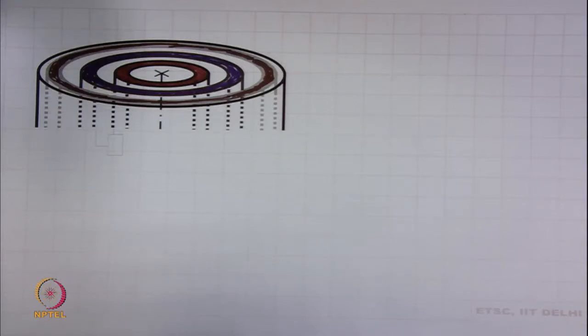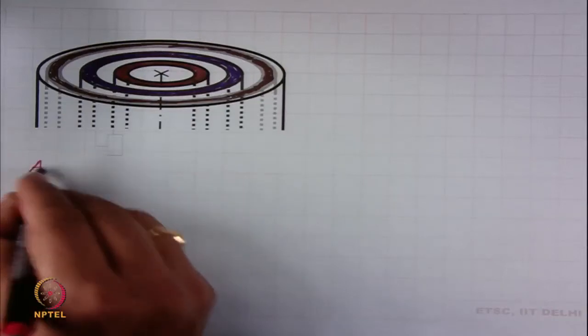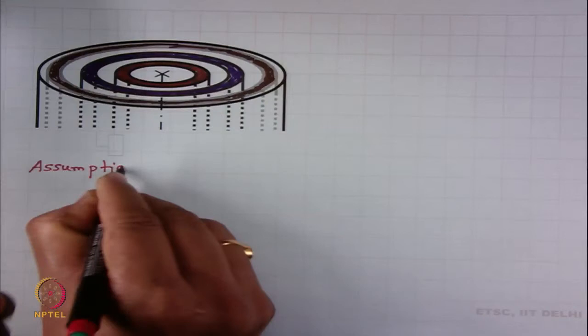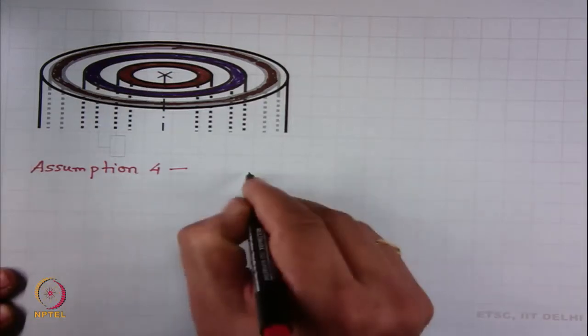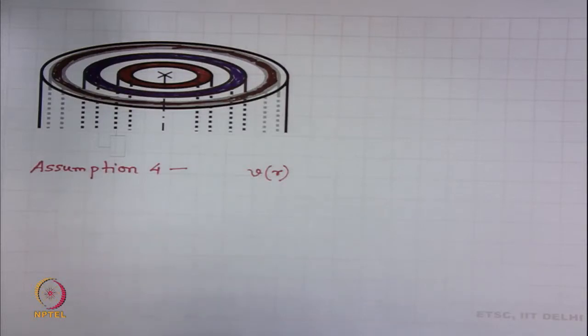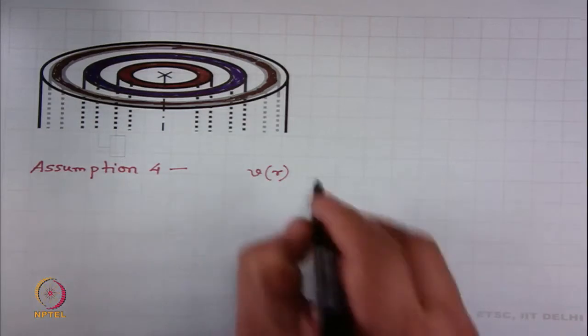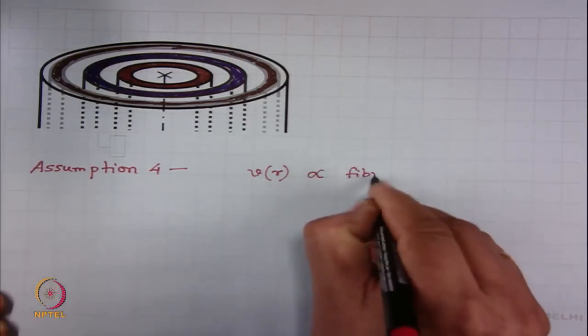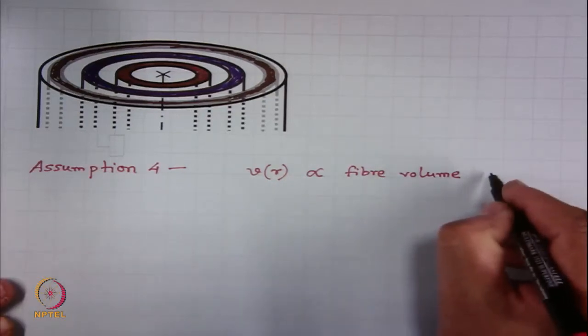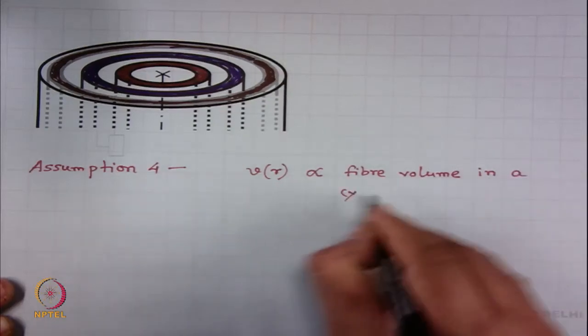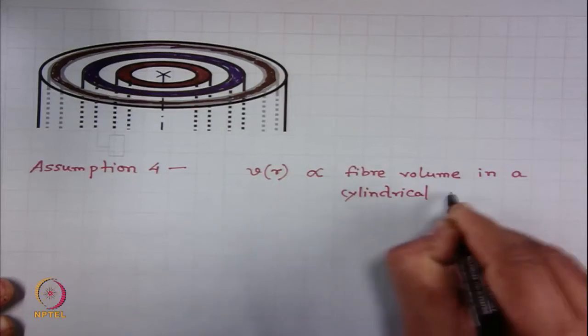Wherever fiber volume is too high, it is very high. So, in this model, assumption 4 is modified. What is this assumption 4? Assumption 4 is modified in this way: the number of intersections, the number of fiber to fiber interactions, must be proportional to the fiber volume in a cylindrical region.